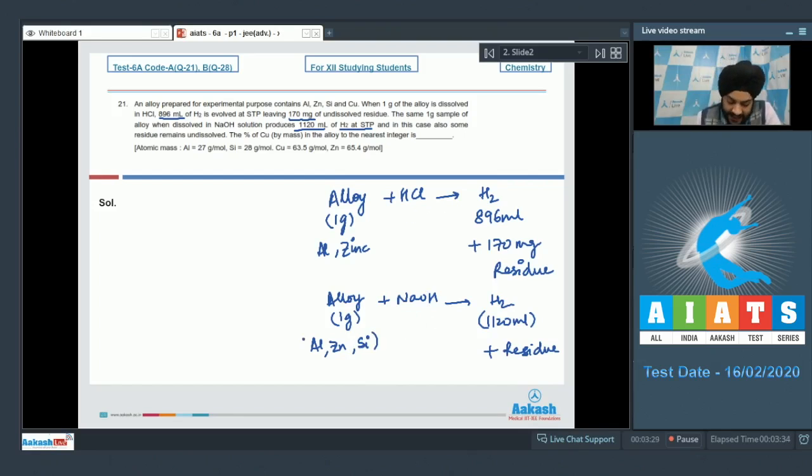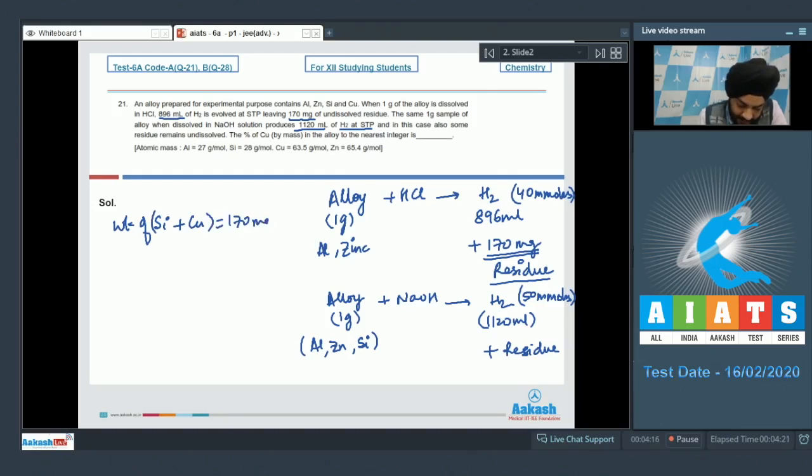On the basis of this information, we can find out the number of moles of H2 evolved. We have been given the volume. 896 ml roughly converts to 40 millimoles, and 1120 ml corresponds to 50 millimoles. Now the residue remaining in the first reaction, students, this 170 milligram, will consist of silicon and copper, as we discussed that aluminium and zinc are going to react with HCl. So weight of silicon plus weight of copper is equal to 170 milligram.